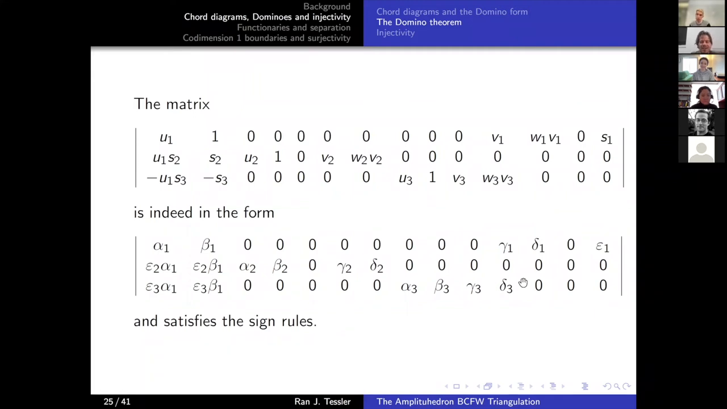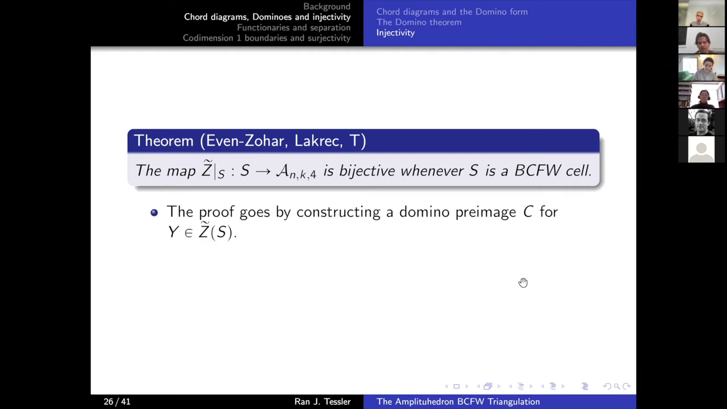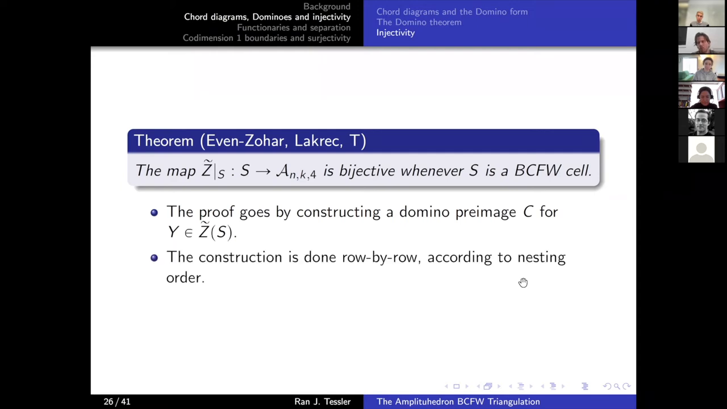Okay, so I will continue, and we will now use the domino form to prove injectivity. So the next goal is to show that each BCFW cell maps bijectively to the amplituhedron. So the proof goes by constructing a preimage for a point that is in the image of the BCFW cell. And we do it row by row according to the nesting order. So we'll start from the parent and we'll go to its descendants.